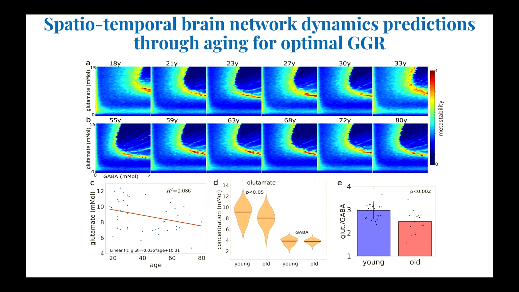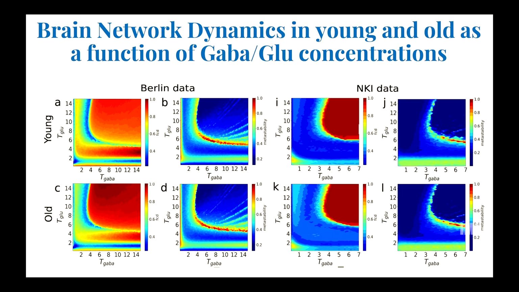So, this system also undergoes a phase transition, and you can see an asymptote which is changing from the very young individuals all the way to elderly individuals. You can find that this is predominantly happening because there is a systematic decrease in the glutamate concentration between the young and the elderly individuals, as well as in the glutamate and GABA ratio.